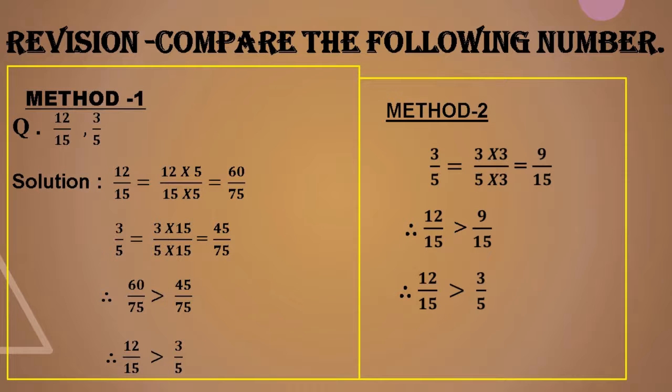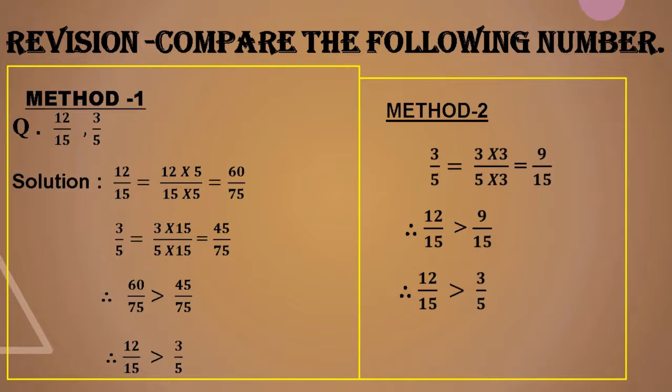Multiply numerator and denominator of 12 by 15 by 5, we get 60 by 75. Multiply numerator and denominator of 3 by 5 by 15, we get 45 by 75. So here now denominators are equal, so we will compare the numerators. 60 is greater than 45, therefore 60 upon 75 is greater than 45 by 75. So we conclude that 12 upon 15 is greater than 3 by 5.